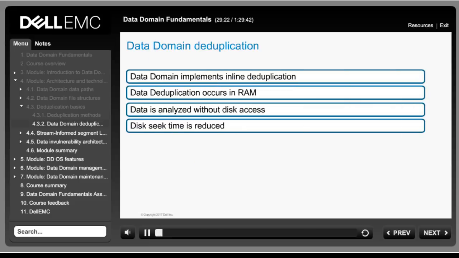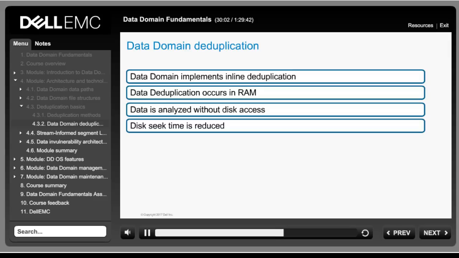Data Domain implements inline deduplication, where variable length segments are examined as soon as they arrive in the system to determine if they are new segments or a duplicate of a segment previously stored. Data deduplication occurs in RAM before the data is written to disk. Around 99% of data segments are analyzed in RAM without disk access, and this reduces disk seek time. Writes from RAM to disk are done in full stripe batches to increase the efficiency of disk usage.